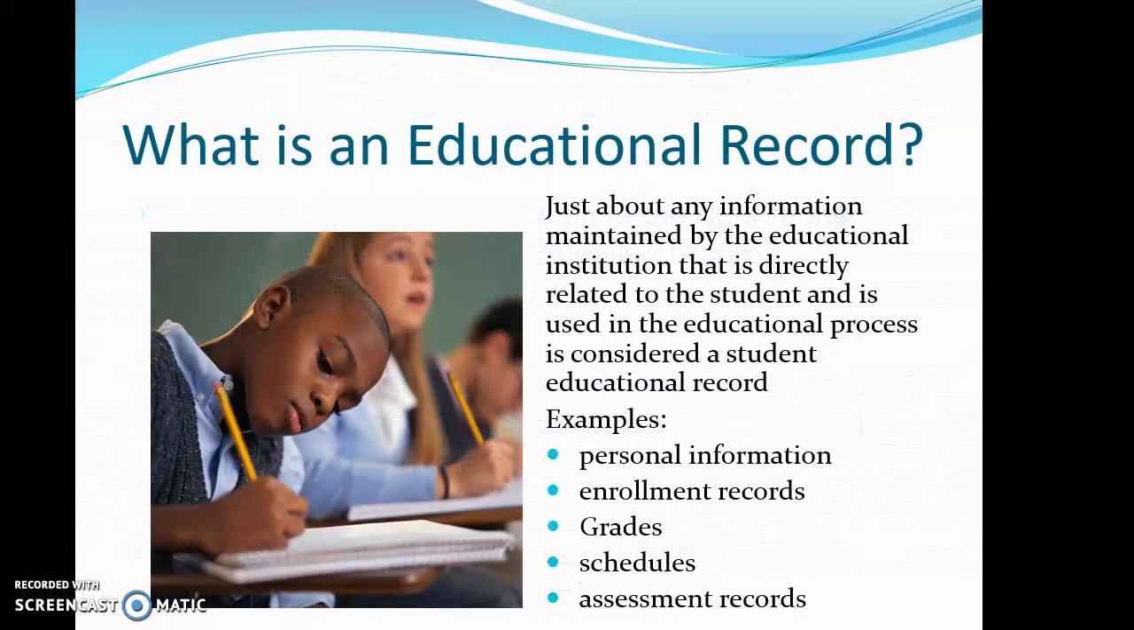So what is an educational record? Just about any information maintained by the educational institution that is directly related to the student and is used in the educational process is considered a student educational record. Some examples are personal information, enrollment records, grades, schedules, and assessment records. All of these are considered educational records, and they must be kept confidential.